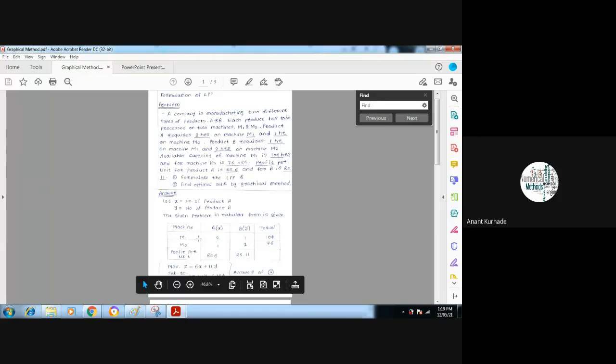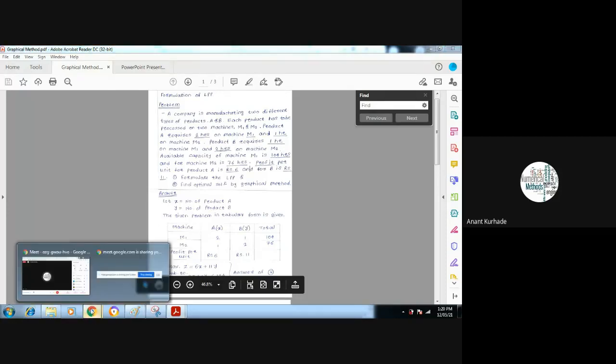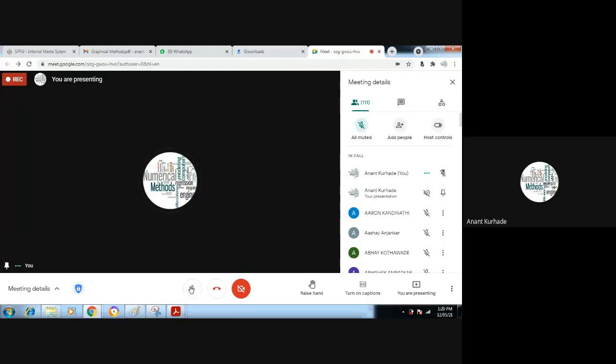Now what is given? Product A, M1 and A. Again you can correlate like this. Each product has to be processed on two machines, M1 and M2. So product A also has to go through machines M1 and M2. Product B also has to go through these machines M1 and M2. Just a minute.